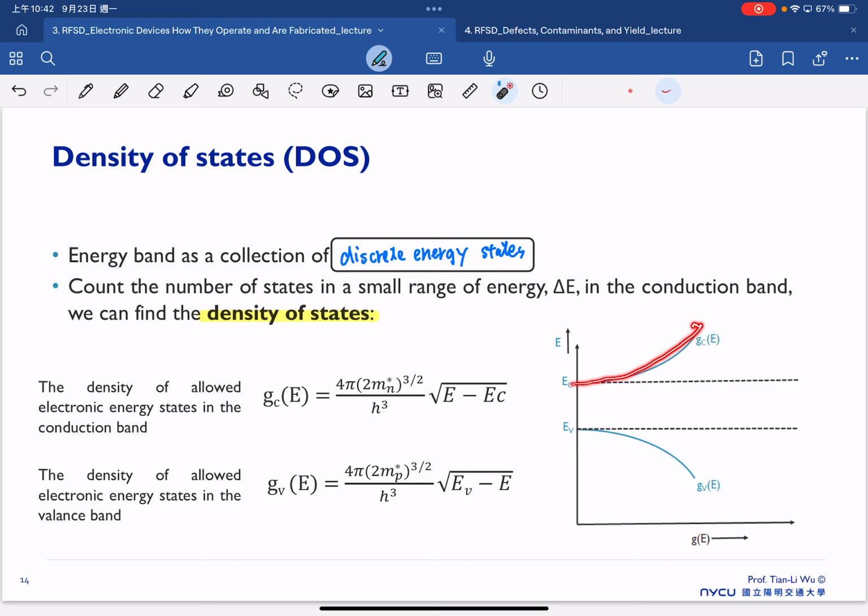So that's why we have to calculate the density of states here, because once an electron is moving here, it will try to occupy some state in this region. So first we need to understand how many states are here. That's why we come up with the concept of the density of states. So these are the equations for density of states. This is for the conduction band, E minus EC, and this is for the valence band, EV minus E.